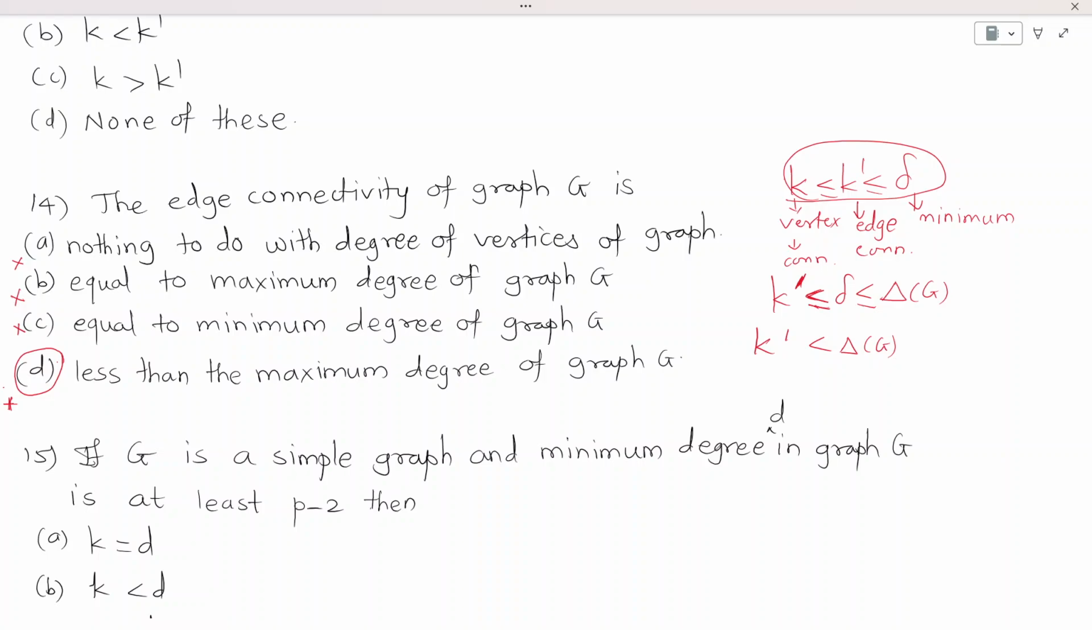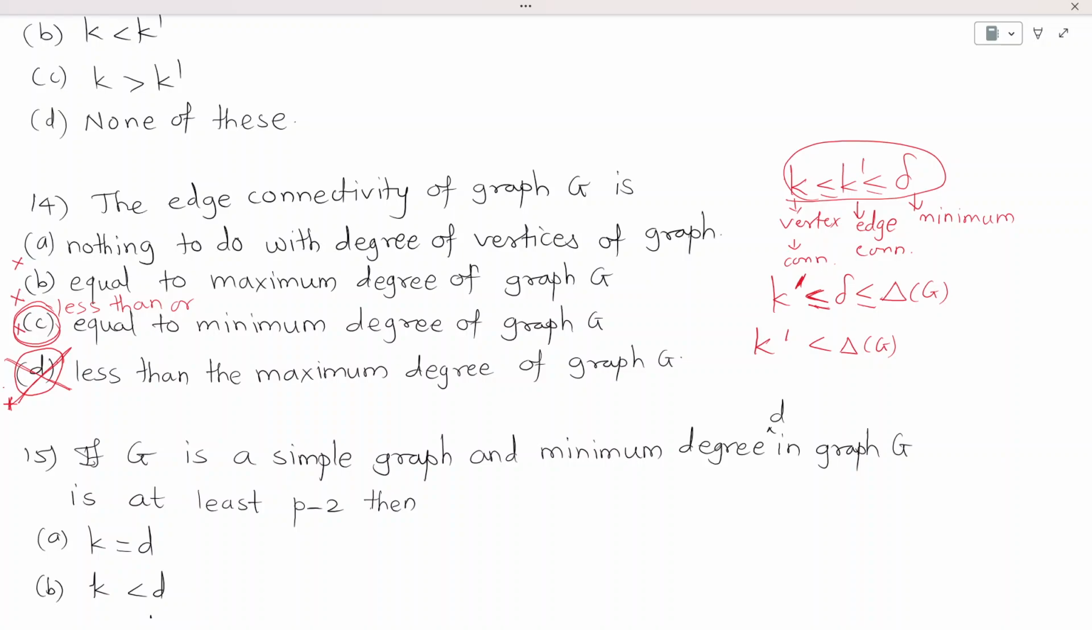Equal to minimum degree, or write in option C less than or equal to minimum degree of G. Then option C will be correct option. Option D is also incorrect option. If you write all these options as they have given, then all 4 options are incorrect, because we can find a counter example for every option. So modify the MCQ C to less than or equal to minimum degree of G, and option C will be correct option.